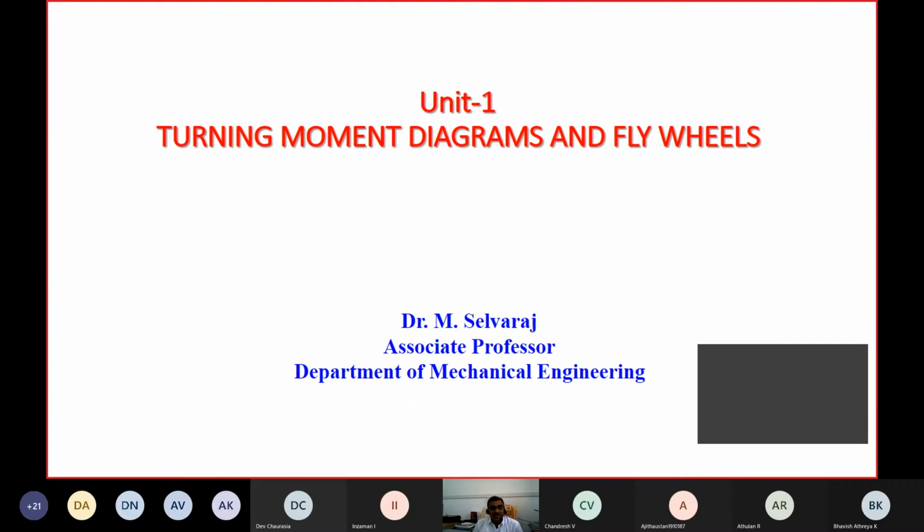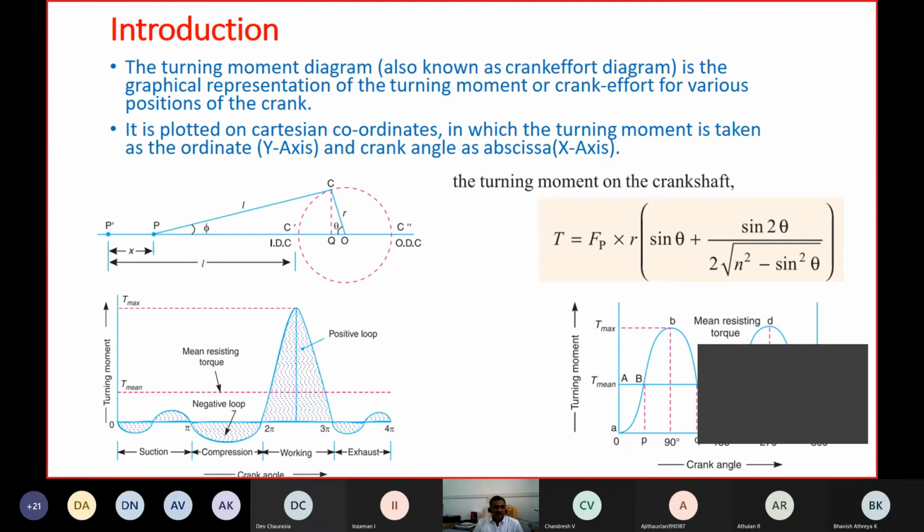Turning moment diagram and flywheel. This is the topic we are going to discuss today, in power transmission in the vehicle. Initially we have the engine. After the engine we have the flywheel, then clutch, gearbox, transmission shaft, and wheels. It will go to the wheels.